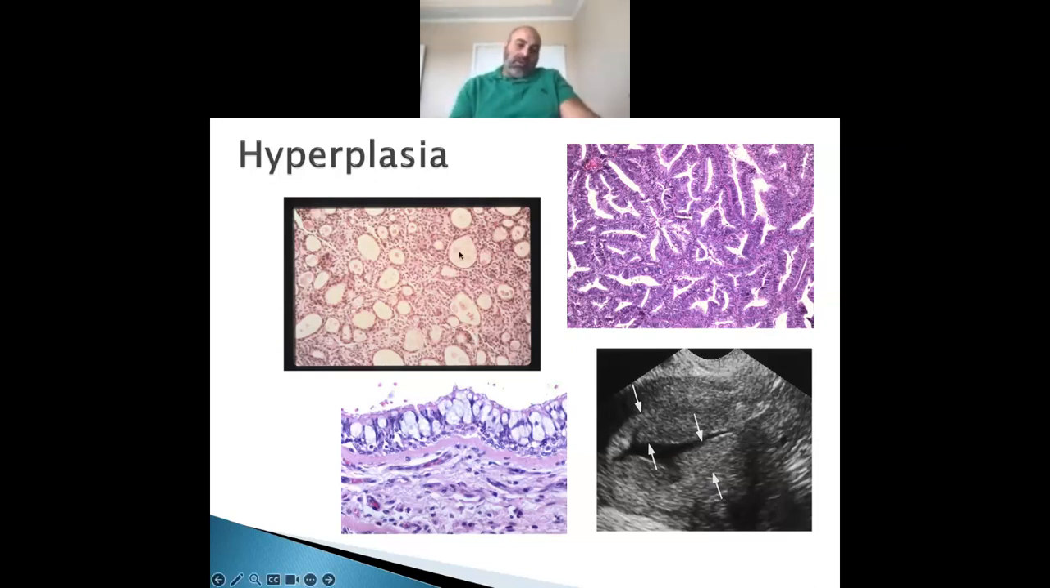This one up here, this is C cells, hyperplasia of C cells. You can see tons between the follicles here. We shouldn't see that much. So that's a sign of cancer. Right.